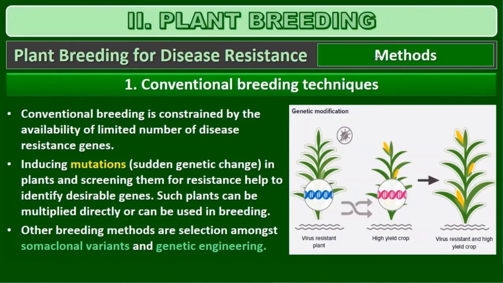Conventional breeding is constrained by the availability of a limited number of disease-resistant genes. So this is the drawback, that it is constrained because the availability of genes for disease resistance is limited. Inducing mutation, that is sudden genetic change in plants, and screening them for resistance helps to identify the desirable gene. Such plants can be multiplied directly or can be used in breeding. Other breeding methods are selection amongst somaclonal variants and genetic engineering.